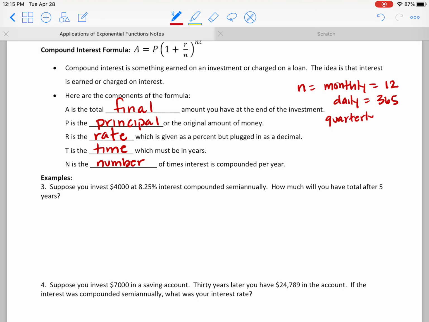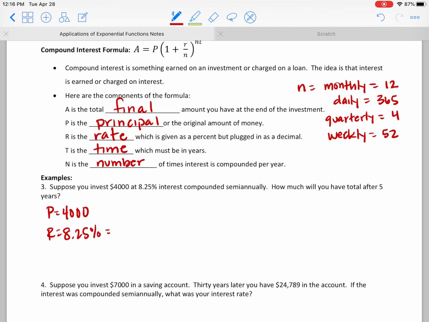So if it said compound interest monthly, that would mean 12 times per year, so N would equal 12. If it was daily, it would be 365 days in a year, or quarterly would be 4 times for the year. What else could we put? Weekly would be 52 times for the year. What am I missing? Semi-annually, twice for the year. Annually, once for the year. Okay, so that's the idea behind that.